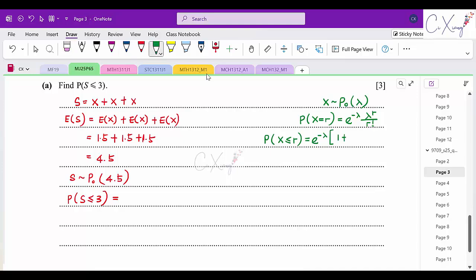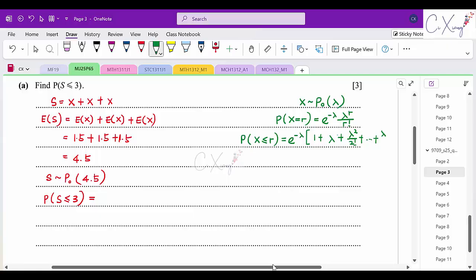Then the next one will be X equals 1. You're having lambda power 1 divided by 1 factorial, so you should be having lambda. Then for X equals 2, you're having lambda squared over 2 factorial. X equals 3 will be lambda power 3 divided by 3 factorial. And then you continue the value of X one by one until you get lambda power r divided by r factorial. In my opinion, when you write it out in this form, it will be easier for you to press the calculator and get the answer. It will reduce your chance of making careless mistakes.